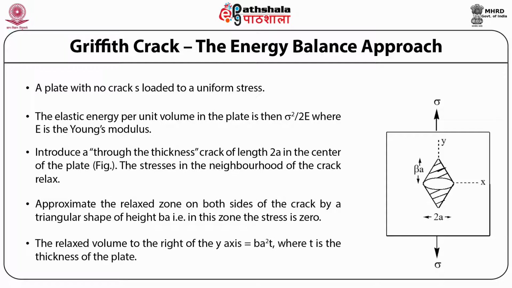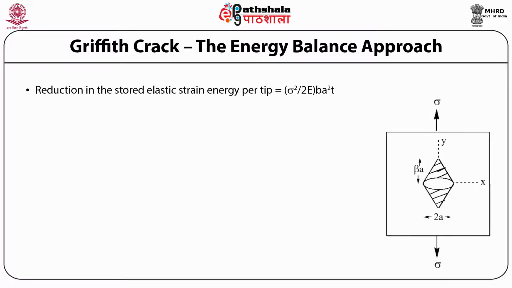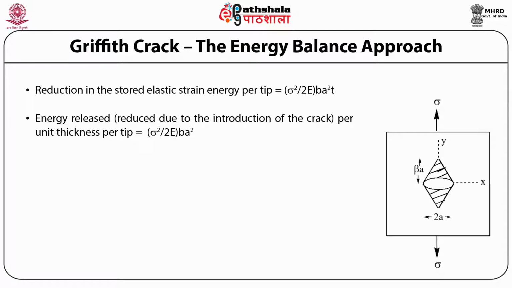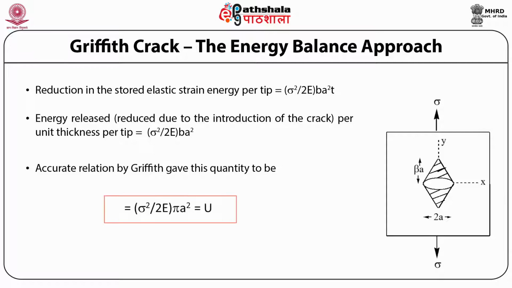Then the relaxed volume to the right of the y-axis equals beta a square t, where t is the thickness of the plate. The reduction in the stored elastic strain energy per tip equals sigma square by 2E multiplied by beta a square t. So the energy released, which is reduced due to the introduction of the crack per unit thickness per tip, equals sigma square by 2E multiplied by beta a square. So the accurate relation by Griffith gave this quantity to be U equal to sigma square by 2E multiplied by pi a square.